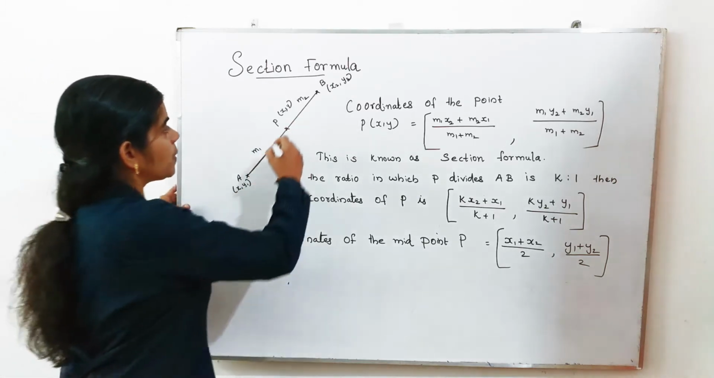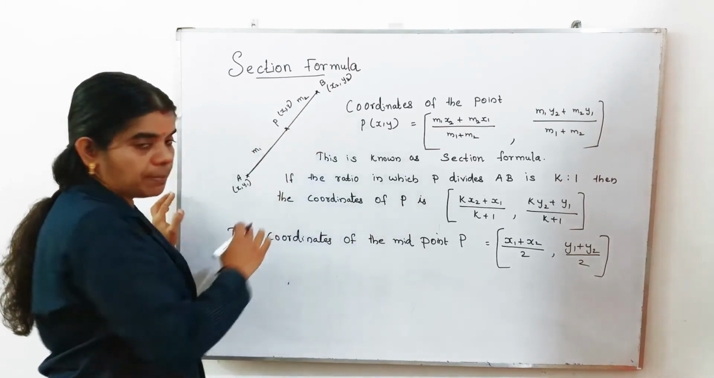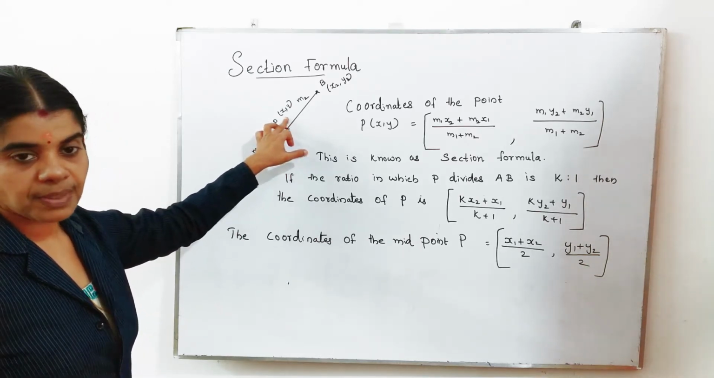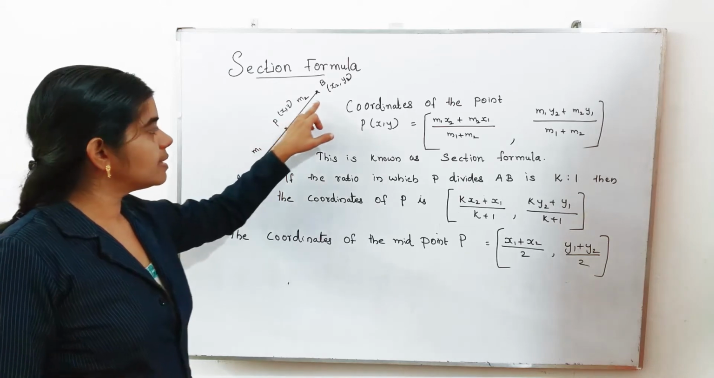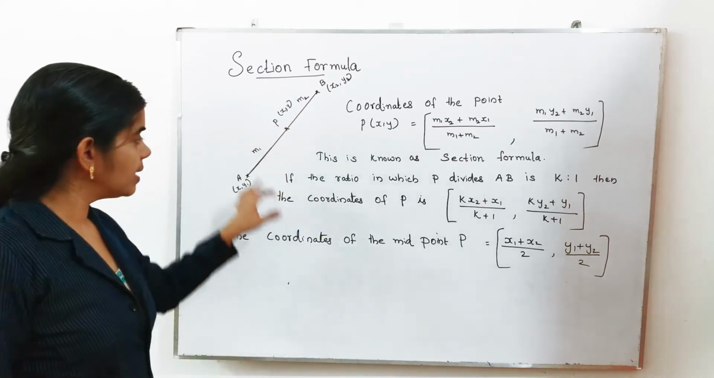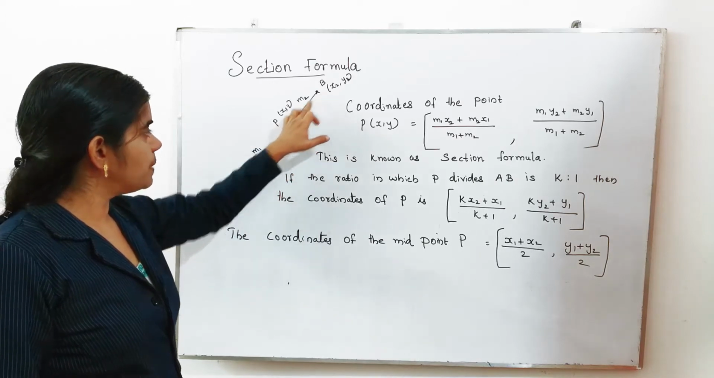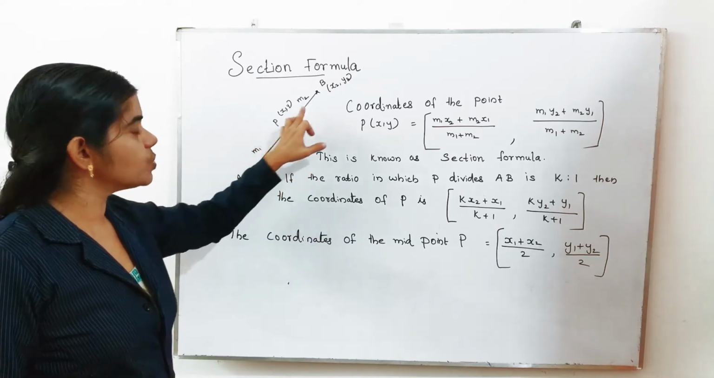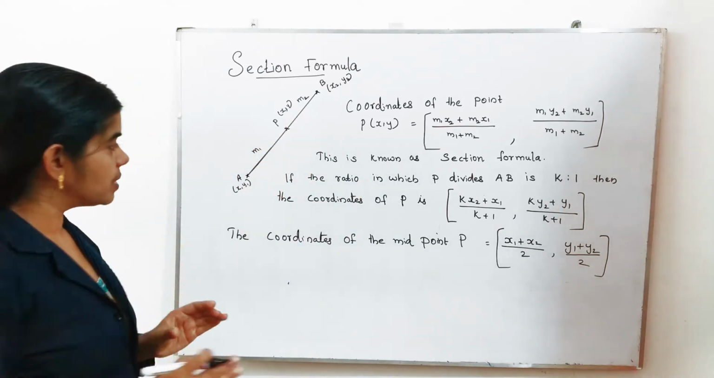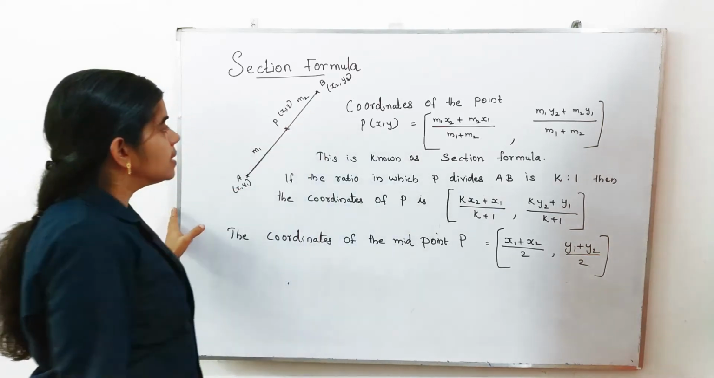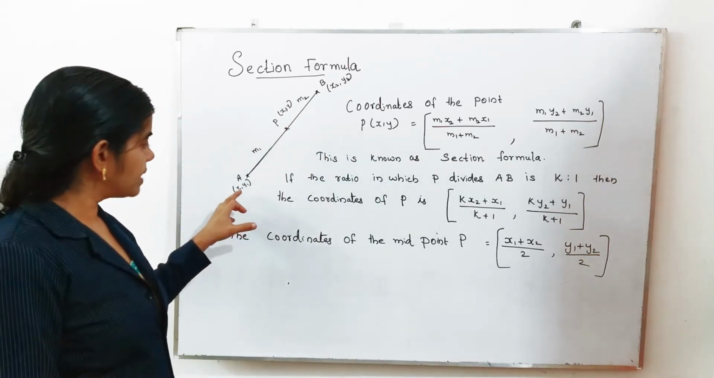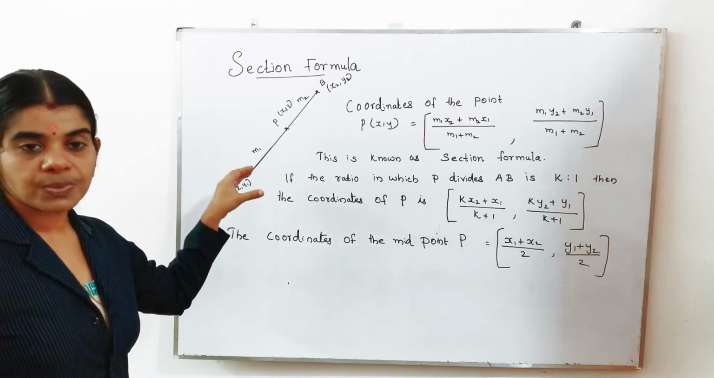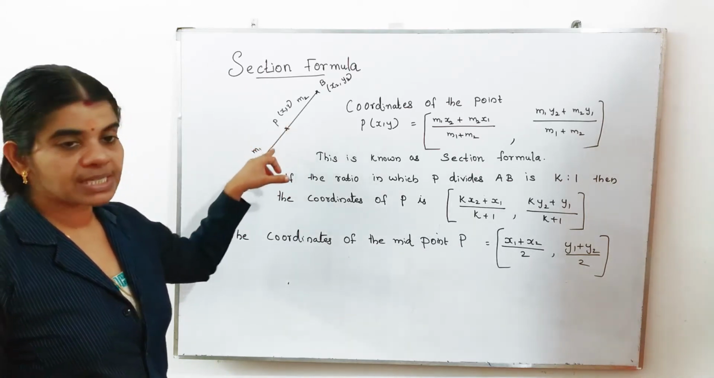But here one more point is given. On the line AB, one more point is P, and x comma y are the coordinates of P. P (x, y) divides this AB, and a ratio is also given. The ratio AP is to BP is m1 is to m2. These two are divided in the ratio m1 : m2. Understand that? A is (x1, y1), B is (x2, y2), P is a point on that line, and the ratio in which P divides the line segment is also given.